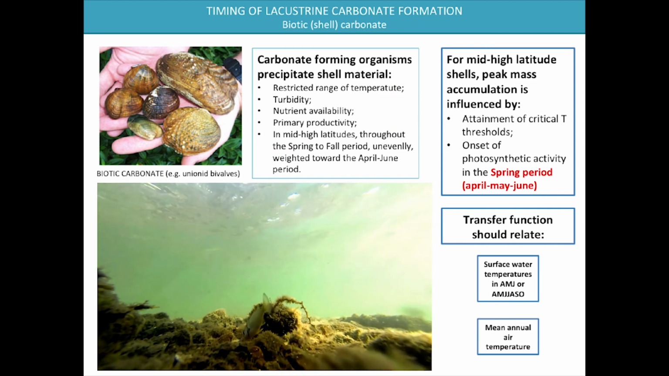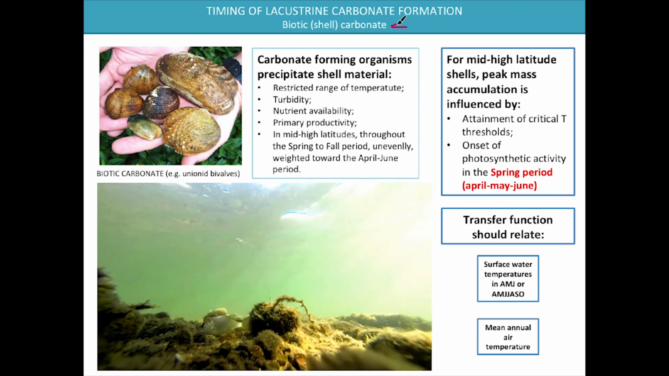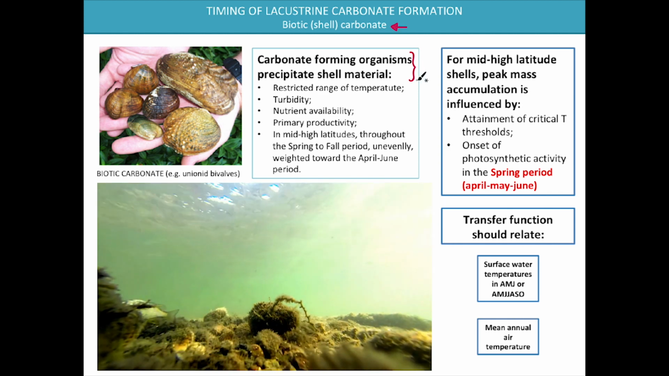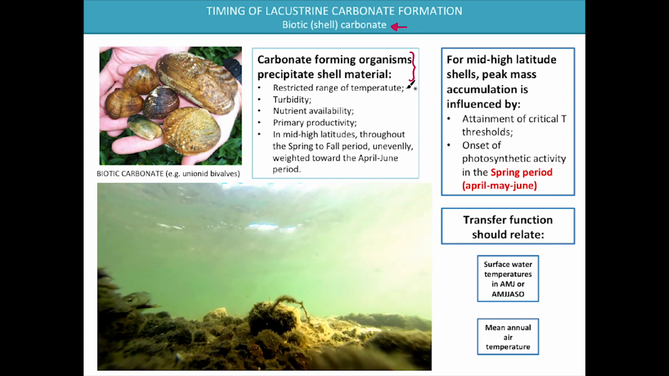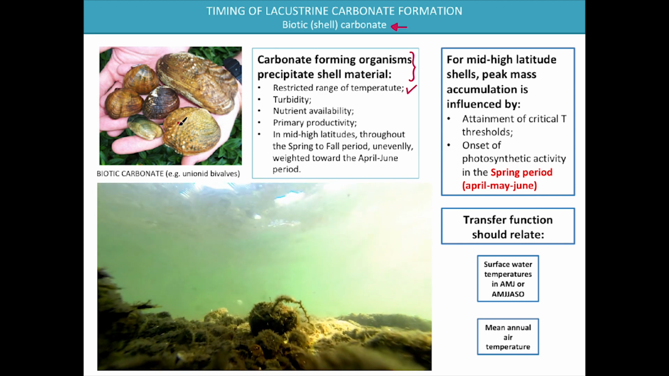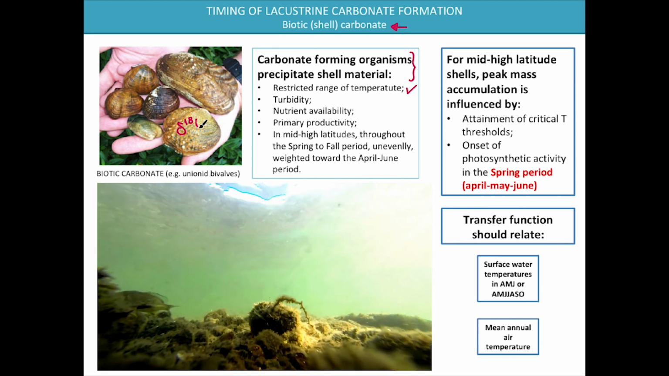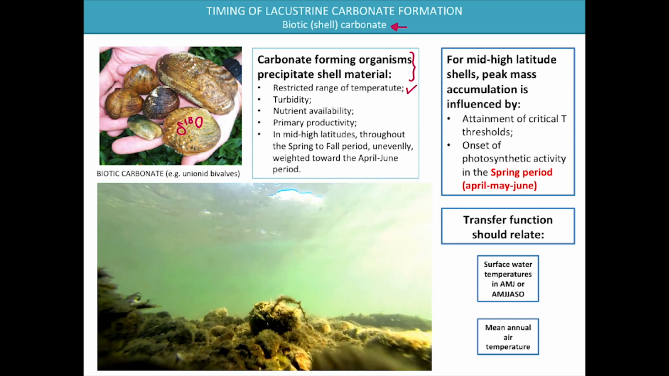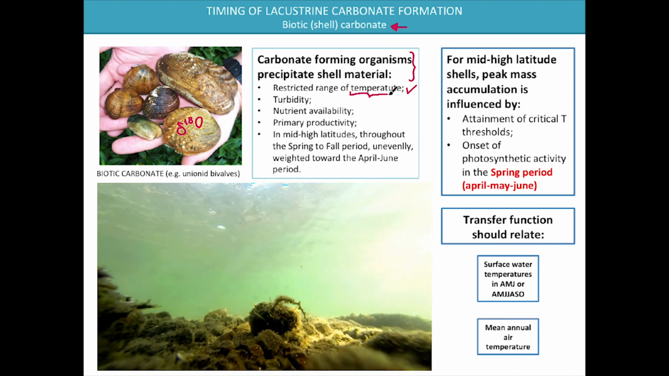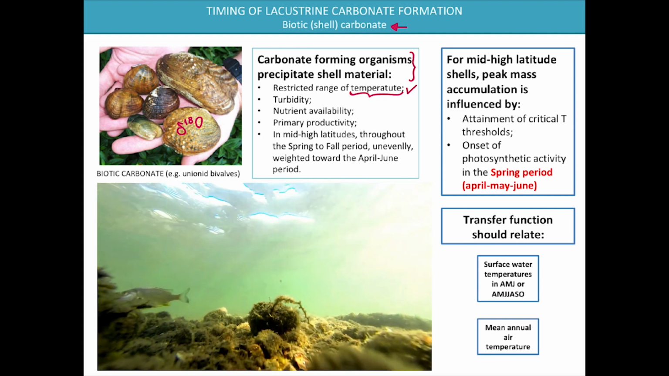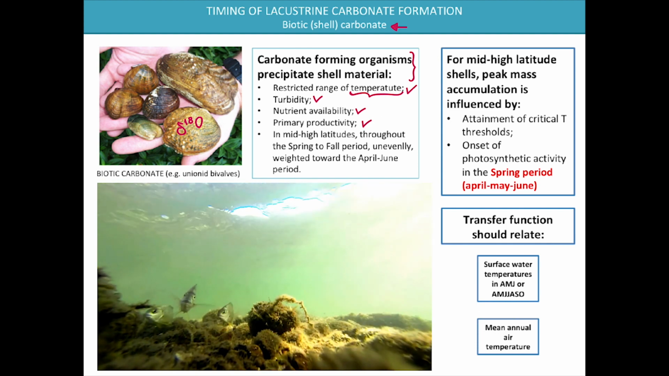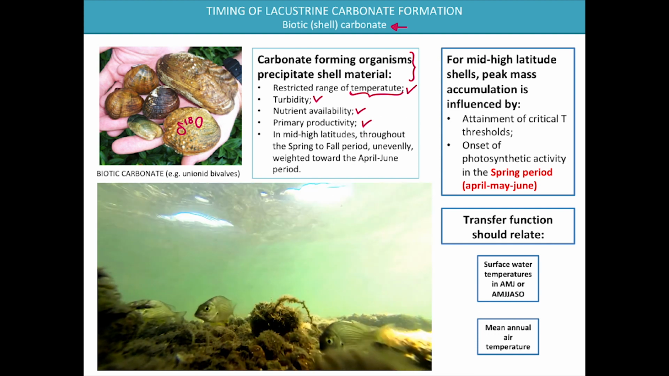So let's talk about biotic shell carbonate. Carbonate-forming organisms in lacustrine environments generally precipitate shell material within a restricted range of temperature. Delta 18O studies of biotic carbonates, like unionid bivalves, show that shells' growth and metabolic rate are directly controlled by temperature, with strong temperature restrictions.